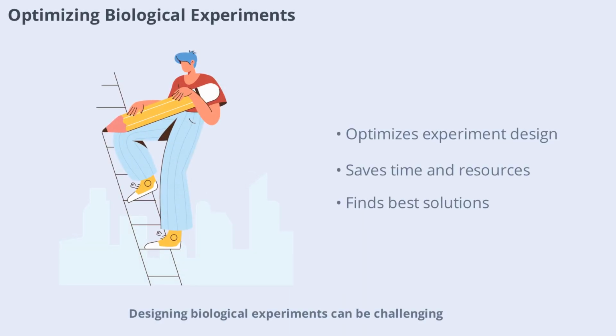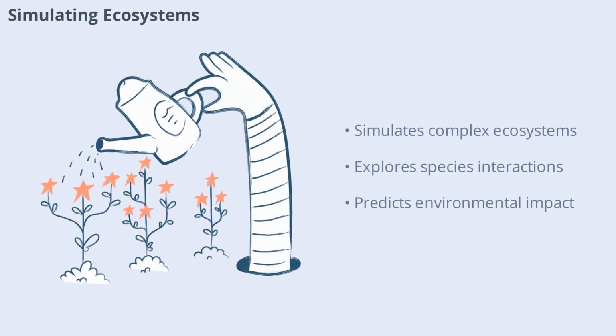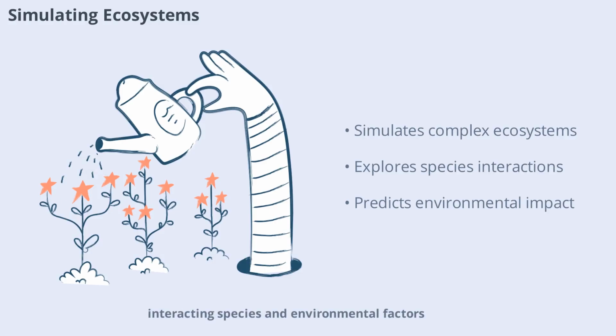Designing biological experiments can be challenging, especially when there are many variables to consider. Evolutionary computation helps optimize experimental designs by searching for the best combinations of factors. This approach can save time and resources, ensuring that experiments yield meaningful results. Whether it's optimizing drug dosages or breeding strategies, evolutionary algorithms provide a systematic way to explore possibilities and find optimal solutions.